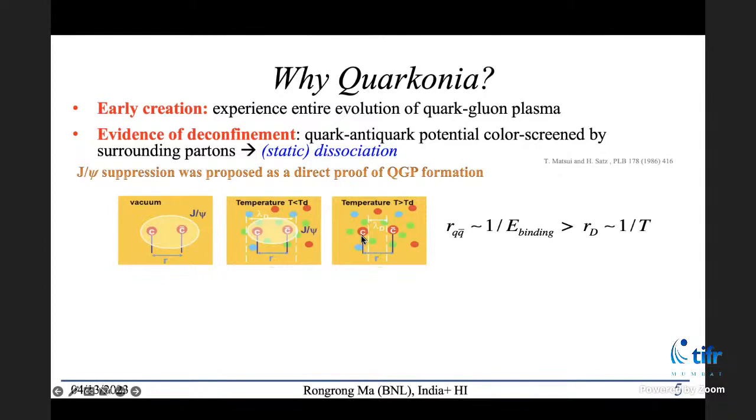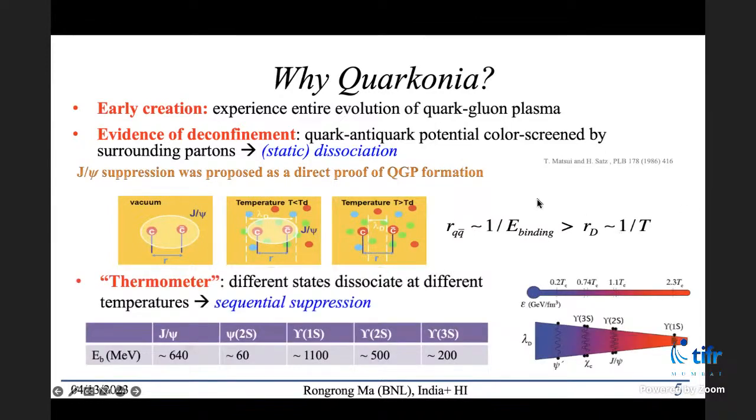So experimentally, what you will see is a suppression of the J/psi yield, which is why it was proposed as a direct proof of QGP formation, or in other words, a proof of deconfinement. This picture is what we call static dissociation, meaning you put a J/psi in a static medium. This is the color screening effect. It happens when the radius of the quarkonium, which is inversely proportional to the binding energy, becomes larger than the Debye length, which is also inversely proportional to the temperature. So immediately you can see that the screening depends on temperature.